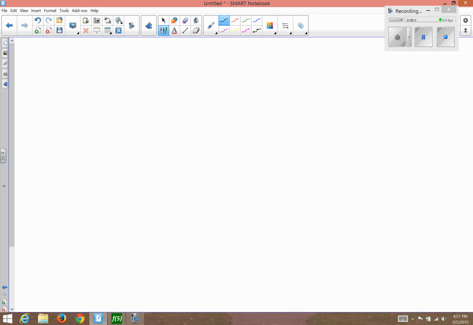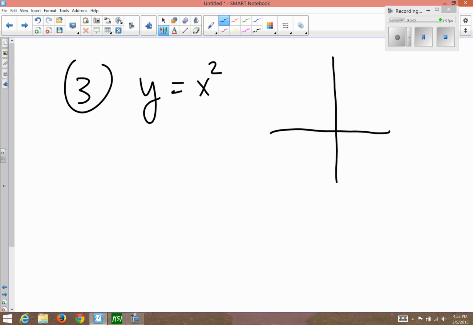Example 3. We have the equation y equals x squared, which everyone knows what that graph looks like. But the question is to find the polar form of this equation.